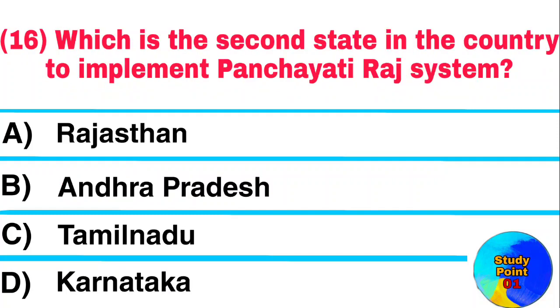Question. Which is the second state in the country to implement Panchayati Raj system? A. Rajasthan. B. Andhra Pradesh. C. Tamil Nadu. D. Karnataka. Answer. Andhra Pradesh.